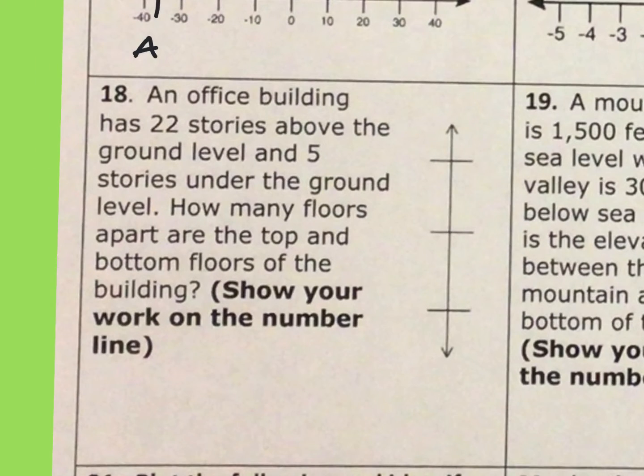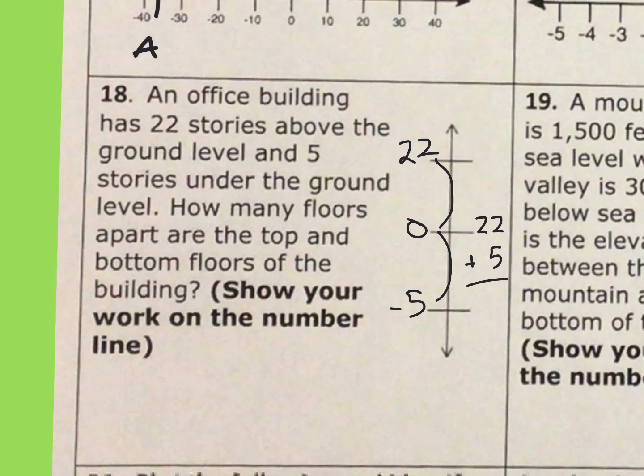Let's look at 18. An office building has 22 stories above the ground level and 5 stories under the ground level. How many floors apart are the top and the bottom? Okay, so we can use this number line to help us. So we know that this is 22 up here, right? This is the ground level, and then we have -5 down here. So we have to go, okay, well, how far is it from 22 to 0? Well, that's 22. And how far away is it from 0 to 5?